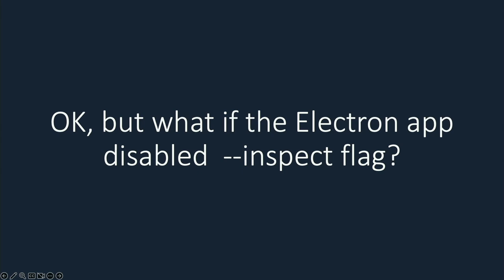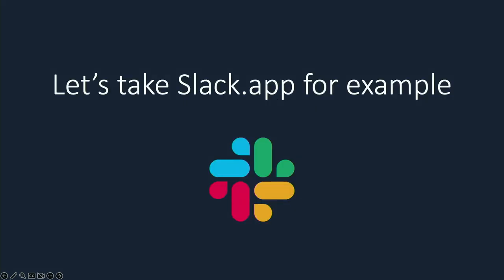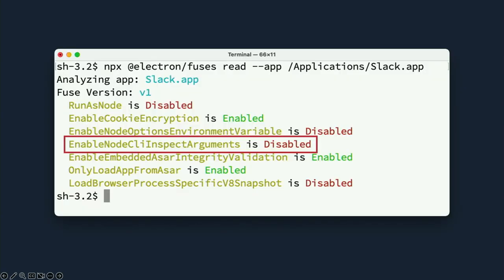But what if the Electron application disabled the inspect flag, you may ask? Why are the vulnerabilities I presented 0-days and not 0-days at the very same time? Because there is no option for now to fix them, even if you disable the inspect flag. Let's take Slack for example. If you open an NPX tool and read up the Slack application, you will see that the flag EnableNodeCliInspectArguments is disabled. So it means that the Slack application will not respect the inspect flag.